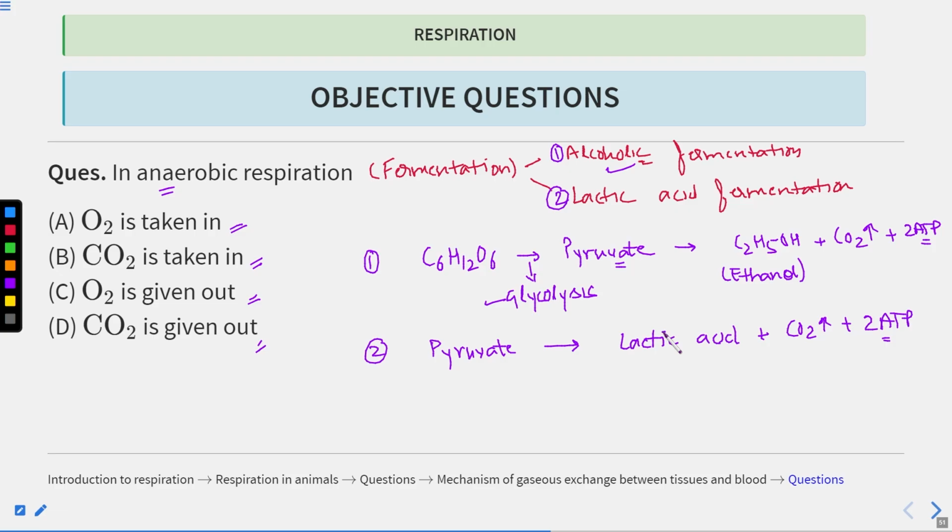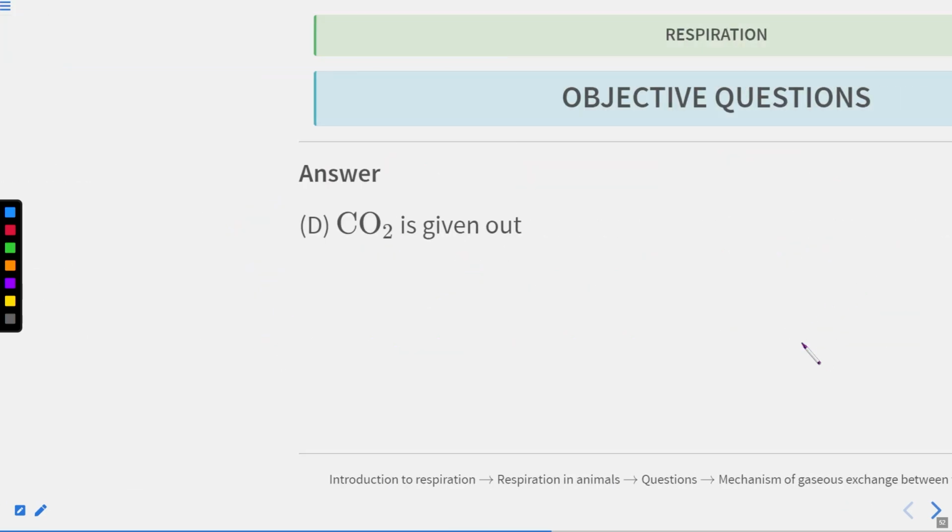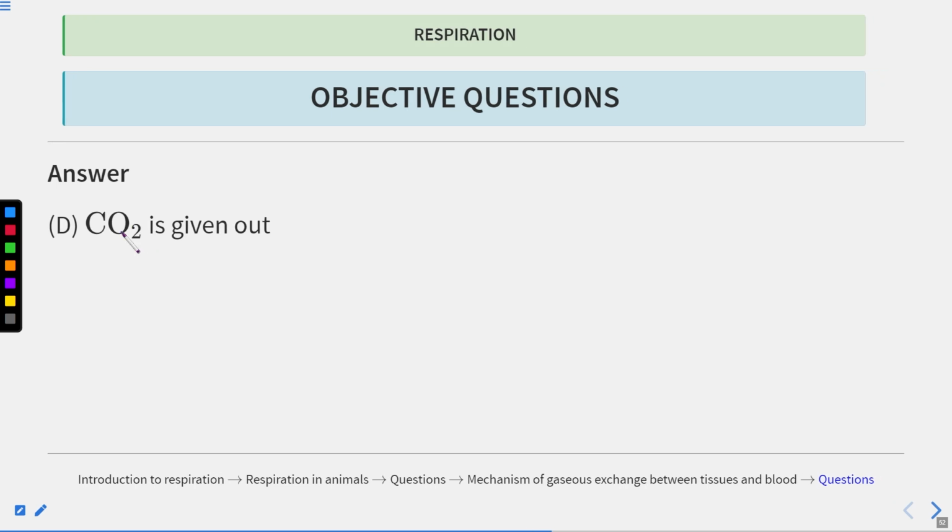Okay, so what should be the correct answer here? Here no oxygen is required, so oxygen is taken in, this is not correct. Carbon dioxide taken in, this is not correct. Oxygen is given out, so no oxygen is released. Oxygen is released during photosynthesis. And option D is carbon dioxide is given out. You can see carbon dioxide is being released. So what should be the answer here? Option number D, carbon dioxide is given out.